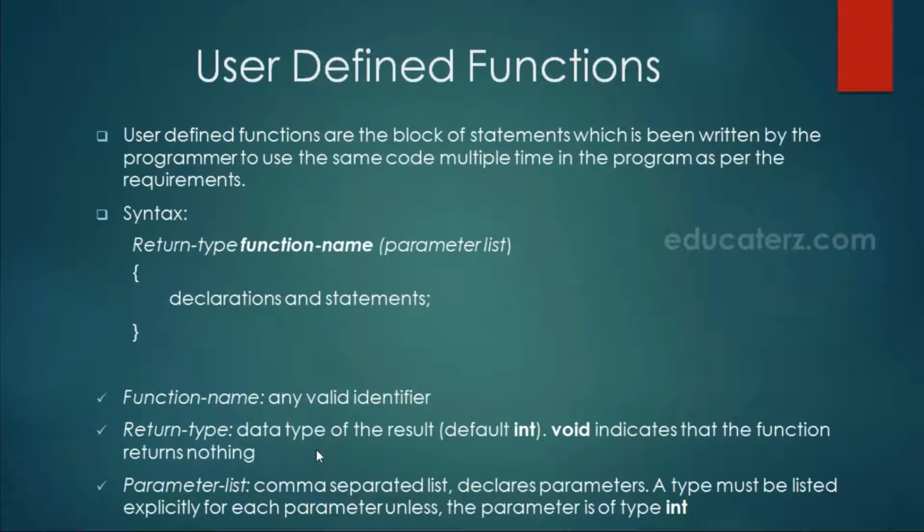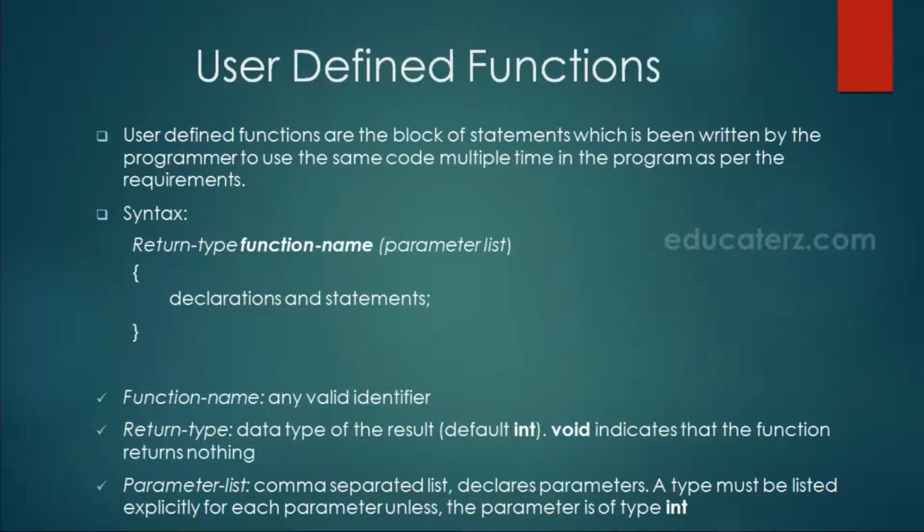After performing the task, whatever we want to send back to the caller function, the data type of that variable should be given as the return type. If we don't want to return anything from that function, then the return type should be void. And if we haven't given any return type, then the default integer is taken.